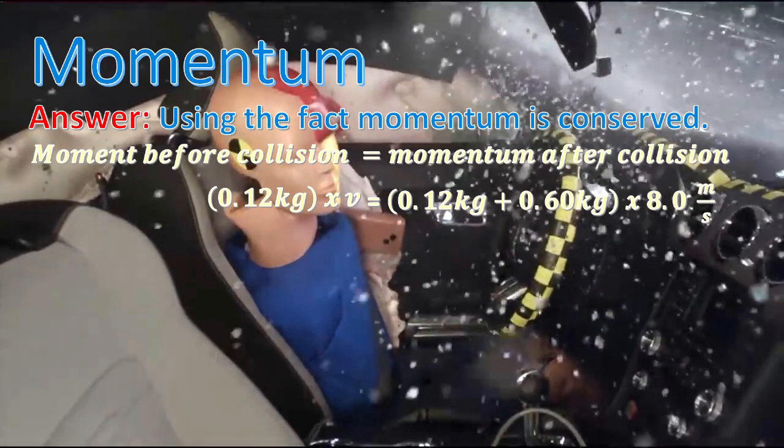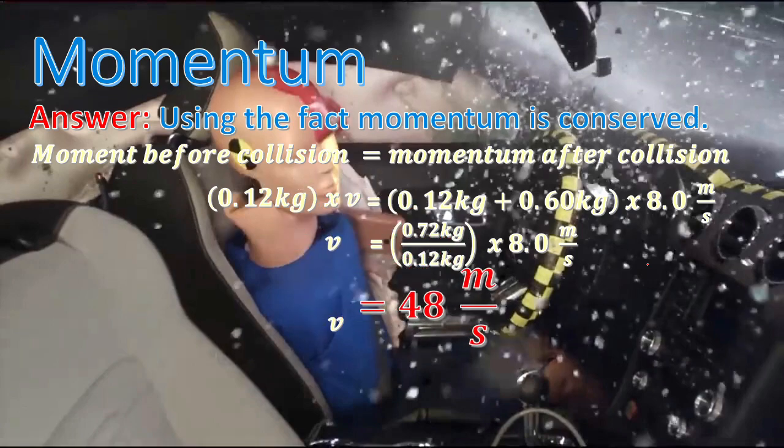To continue the calculation, cross multiply, and you will have 0.72 kilograms divided by 0.12 kilograms times 8 meters per second. Therefore, the speed of the arrow before it hits the wood is 48 meters per second.